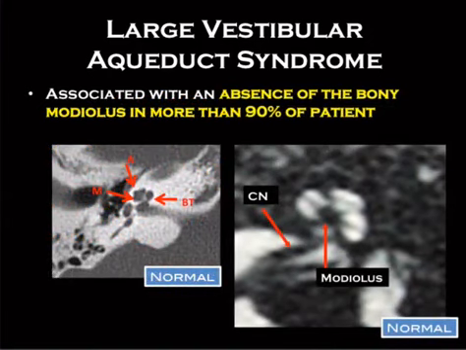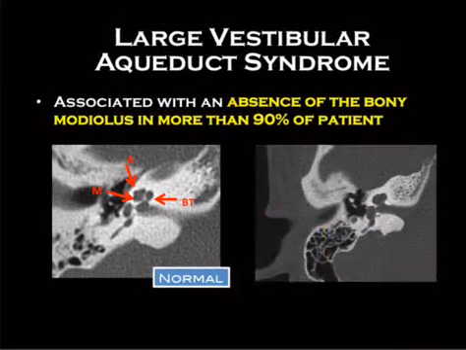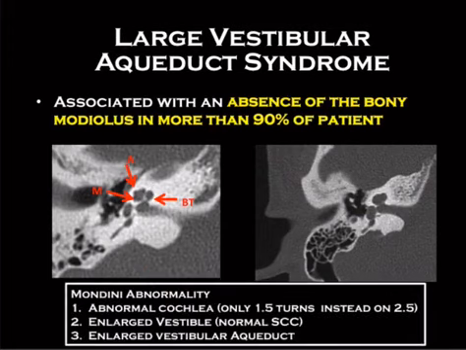So when I use the word syndrome, are there other findings? Yes, there are. The bony modiolus is absent about 90% of the time. You can't even see that thing most of the time, but it is indeed absent. So look at this. I see that thing gone, right? It's all weird looking, right? It doesn't have enough turns either. It doesn't have the 2.5 turns that it's supposed to have. It only has 1.5.